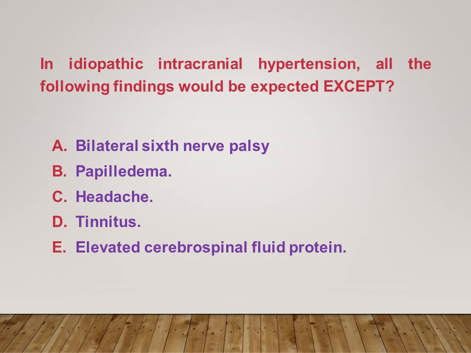In idiopathic intracranial hypertension or pseudotumor cerebri, all the following findings would be expected except: bilateral sixth nerve palsy, papilledema, headache, tinnitus, and elevated cerebrospinal fluid protein. The answer is elevated cerebrospinal fluid protein, as idiopathic intracranial hypertension may be associated with bilateral sixth nerve palsy, papilledema, headache, and tinnitus, and also with elevated pressure of cerebrospinal fluid, but with a normal protein level in the cerebrospinal fluid.